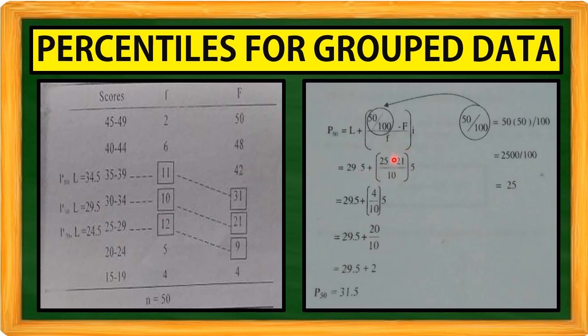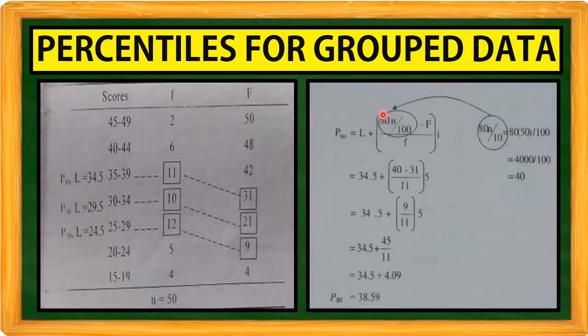And then this 21 is the one below the lower limit, down by one; that is the cumulative frequency. Here is the 21, so 21 there. And then the 10 is the frequency, the frequency where our lower limit is located. 29.5 plus 20 over 10. 29.5 plus 2 is equal to 31.5, the percentile 50.